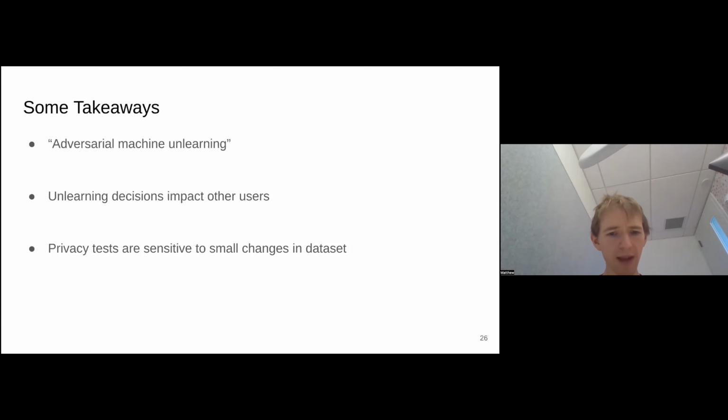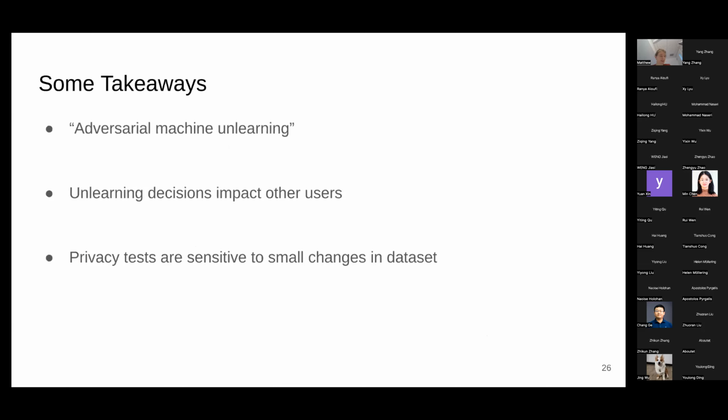And one thing this means is that these privacy tests that people run on these models are very sensitive to these very small changes in the data set. One point's membership inference can increase by 15% accuracy when you take out only 10 points.